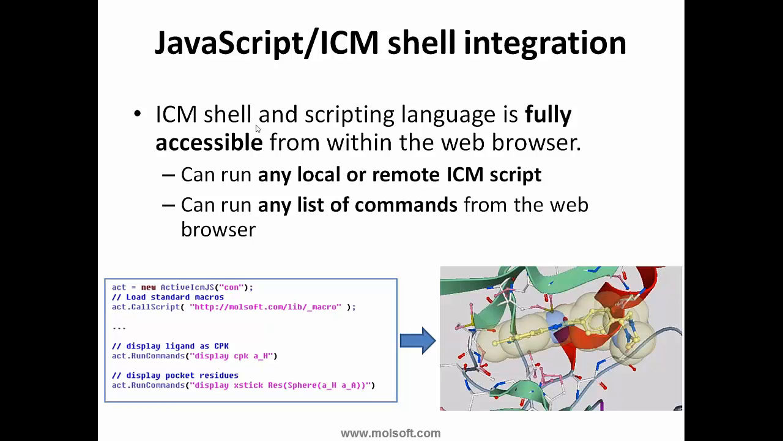Another key feature which I mentioned is the ICM shell and ICM script integration. Here is an example of how you can access the ICM shell from JavaScript. On the left side again you have your ActiveIcmJS object. You can load some predefined set of macros, for example here, or you can load your own macros. And you can run any ICM command. For example, below there are two commands which will display the ligand with CPK and display neighboring pocket residues with Xstick. So you see it's pretty simple, two commands, and you will have the picture like on the right side.